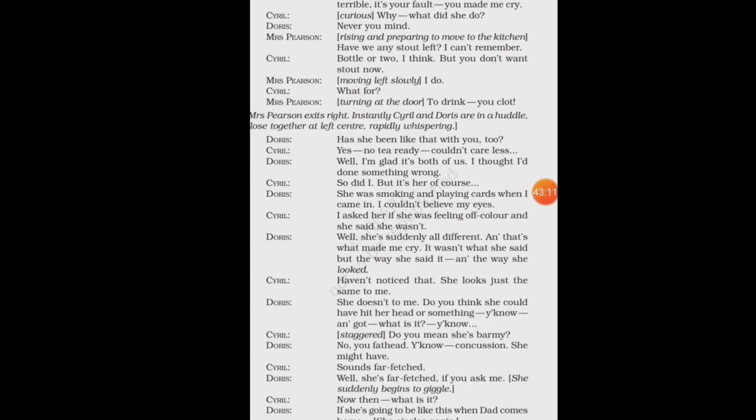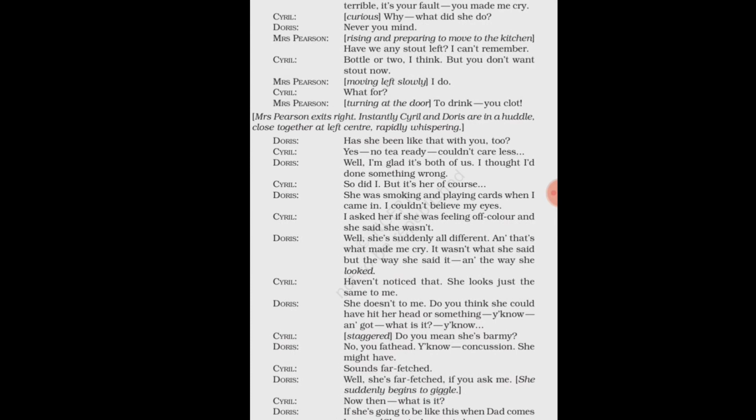Doris: Never you mind. Mrs. Pearson, rising and preparing to move to the kitchen: Have we any stout left? I can't remember. Bottle or two, I think. Cyril: But you don't want a stout now, Mrs. Pearson. Mrs. Pearson, moving left slowly: I do. Cyril: What for? Mrs. Pearson, turning at the door: To drink, you clot. Mrs. Pearson exits right instantly, and Cyril and Doris are in a huddle, close together at left center, rapidly whispering.